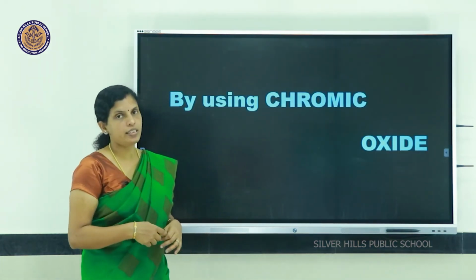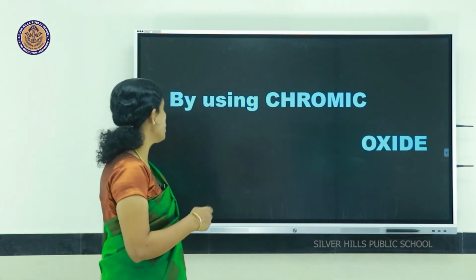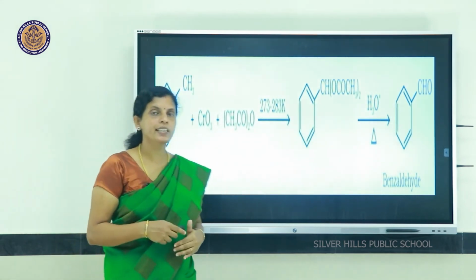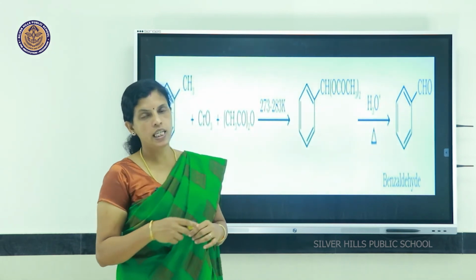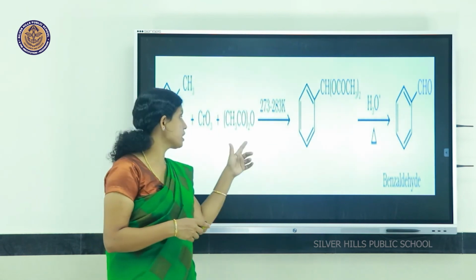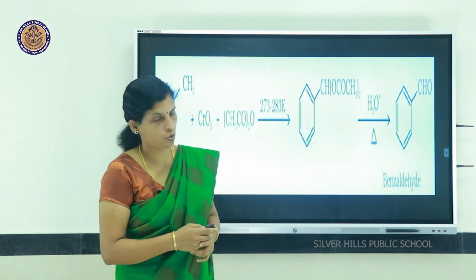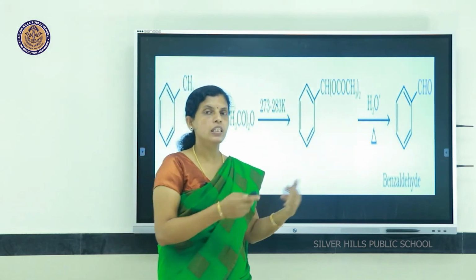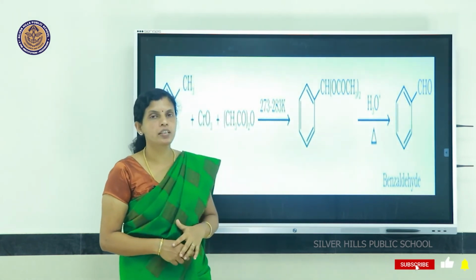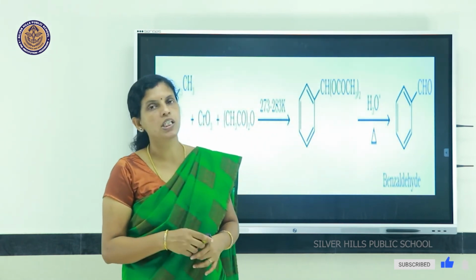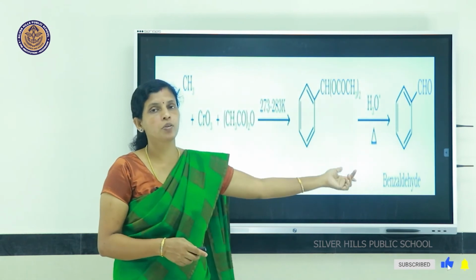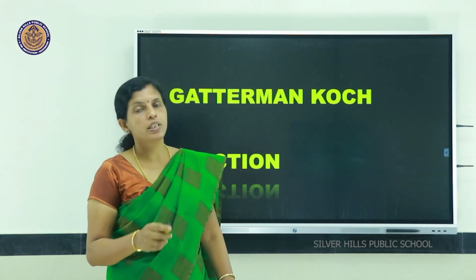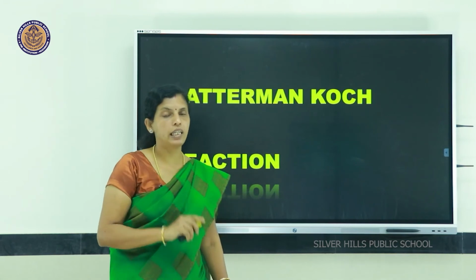And the second method of preparation of aromatic aldehyde is by using chromic oxide. Here also, any alkyl substituted benzene on treating with CrO3 in the presence of acetic anhydride, (CH3CO)2O, at a temperature of 273 to 283 Kelvin, first gives an intermediate, and that intermediate followed by hydrolysis gives aromatic aldehyde. If it is toluene, this will get converted to benzaldehyde by using the reagent CrO3 in the presence of acetic anhydride followed by hydrolysis.